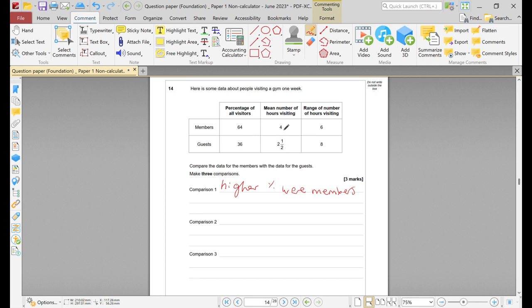Mean number of hours visiting. Well, members on average visited for longer. And the range of hours visiting, well, the guests had a higher range of hours of visiting hours.